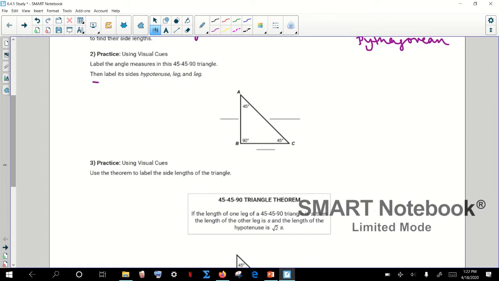So we want to label the sides hypotenuse, leg, and leg. So remember, here we have our 90-degree angle. We show that with a box. The hypotenuse is always the side right across the right angle. So here's our hypotenuse. That's always the longest side of the right triangle. Okay, and then the other two sides across from the 45-degree angles are our legs. So we have our two legs and our hypotenuse.